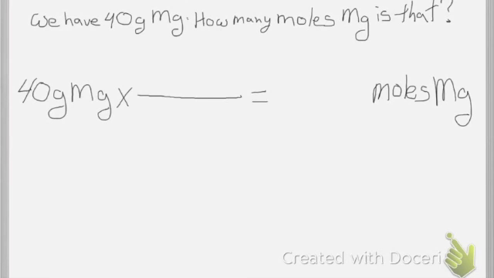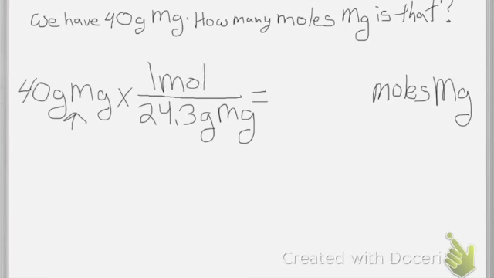Notice that this time I'm going to put the 24.3 grams of magnesium on the bottom, or the denominator, so as to cancel with the grams of magnesium that we started with. On top, I'm going to put my 1 mole of magnesium, since that is the unit that I hope to end with.